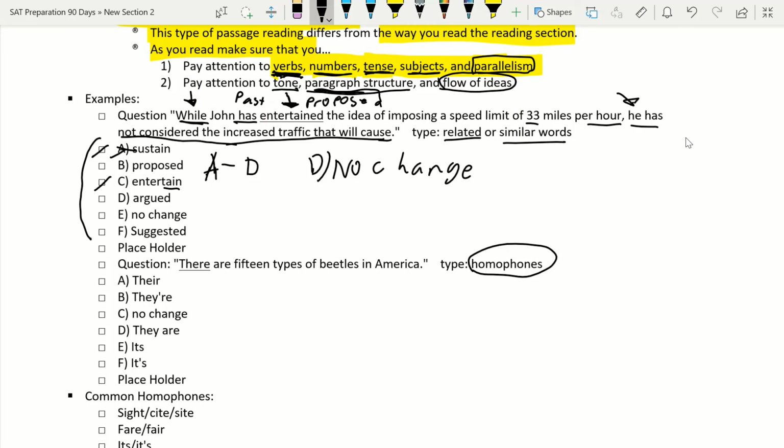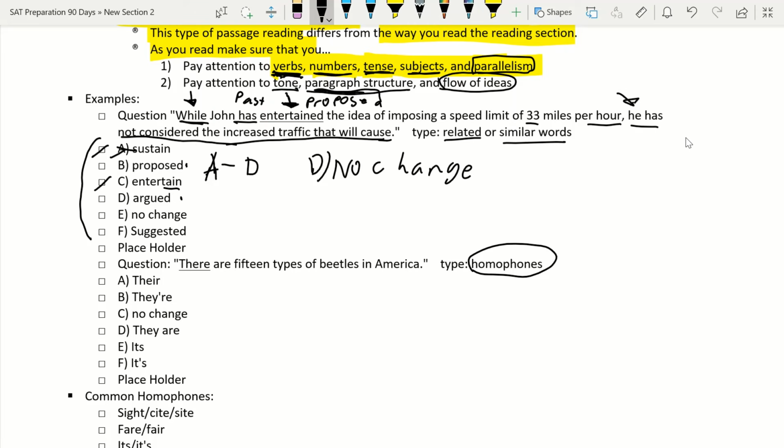So I look at my options. I already told you that proposed is the right answer, so I'm going to show you how I can get rid of the other ones. So argued. Well, John has argued the idea of imposing a speed limit of 33 miles per hour. Well, argued doesn't tell me which side he's on, right? It's kind of vague. Well, John has argued. Well, is he arguing for or against? We don't know. And then after that, we say he has not considered the increased traffic that will cause.